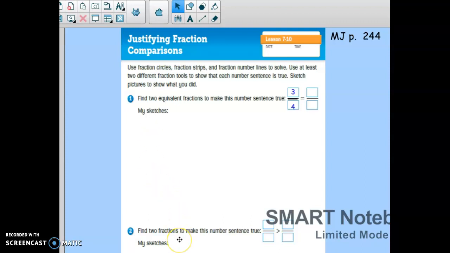For number 2, you can create your own fractions to find a fraction that is greater than another. Good luck, and don't forget to do the exit slip when you're done.